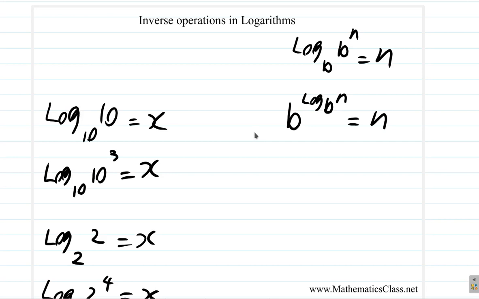Inverse operations in logarithms. I see these formulas that say when you find the log of b, where the base is also b, and b is raised to the power of n, the answer is n. And also, if you have b raised to the power of log n when the base is b, the answer is also n. Is that so? Let's see how these work and discuss them.